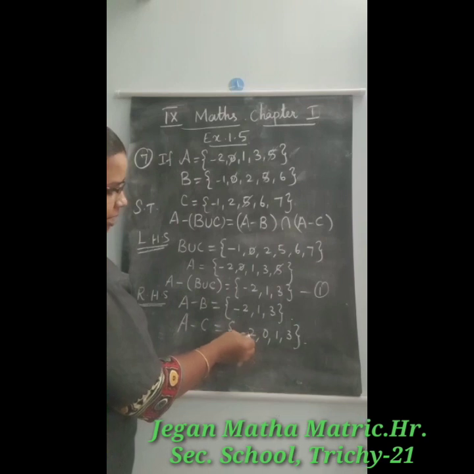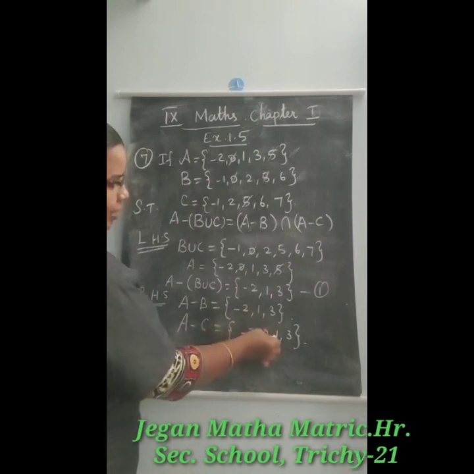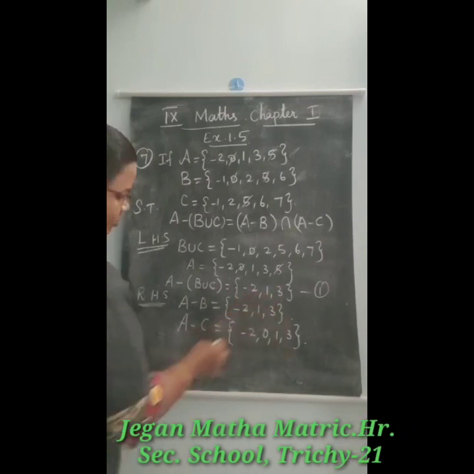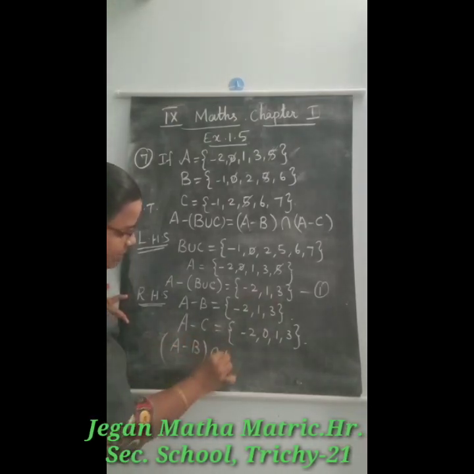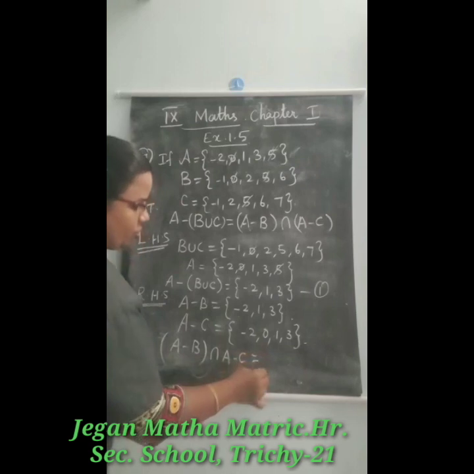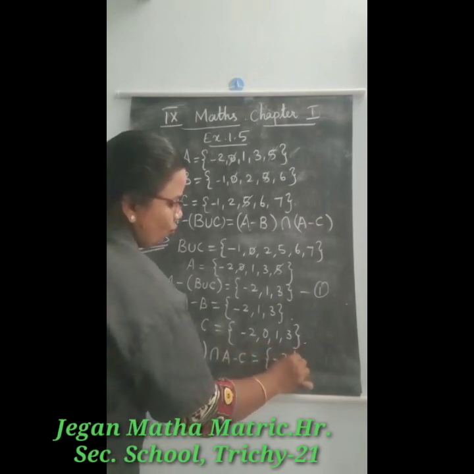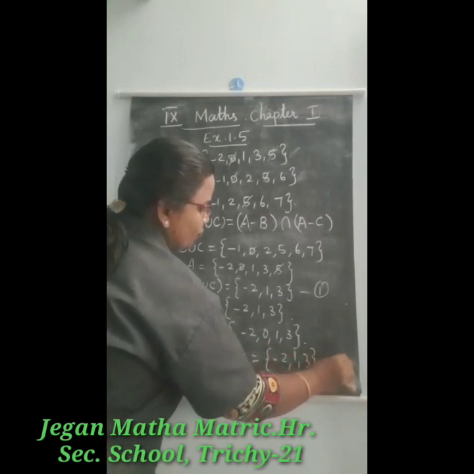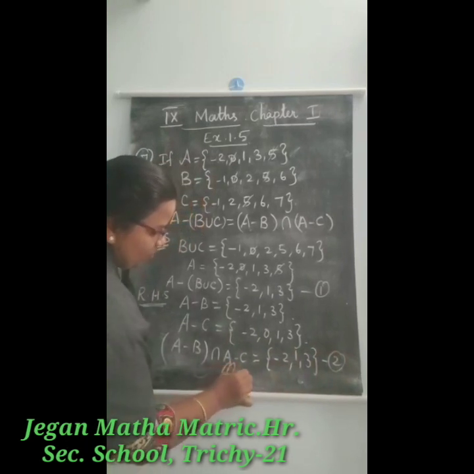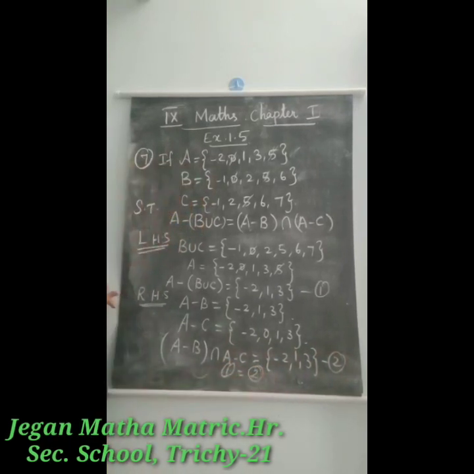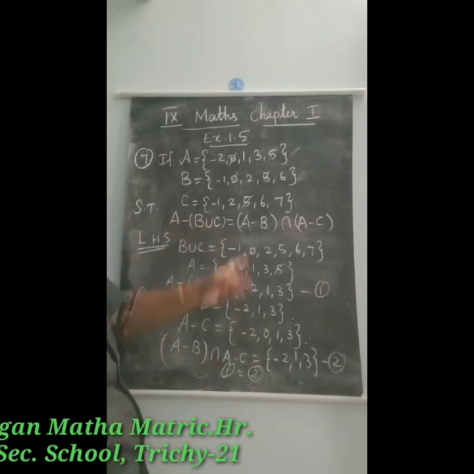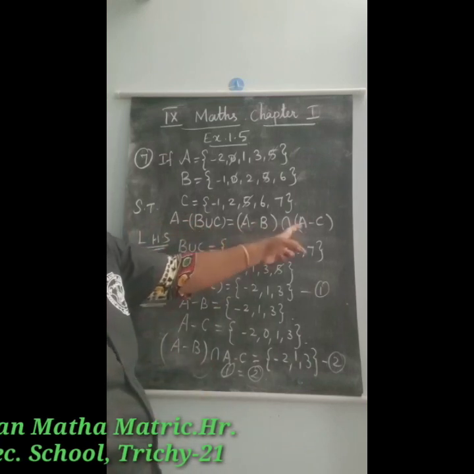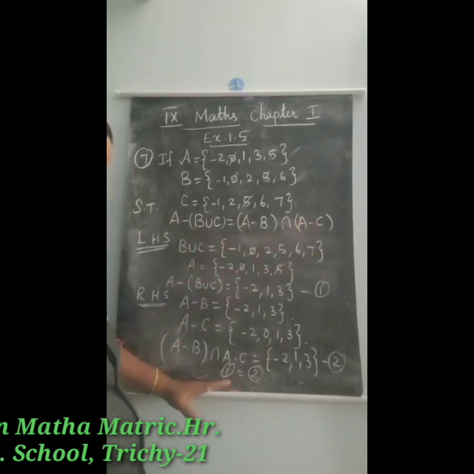So we have to take the common terms of A difference B and A difference C, that is the RHS. So what is the common? -2, 1, 3. The same only comes. So (A difference B) intersection (A difference C) is equal to {-2, 1, 3}. This is 2. So 1 is equal to 2. Hence proved. So A difference (B union C) is equal to (A difference B) intersection (A difference C). Hence proved.